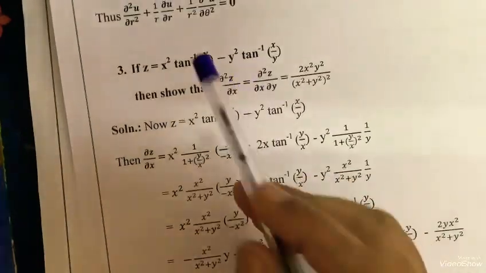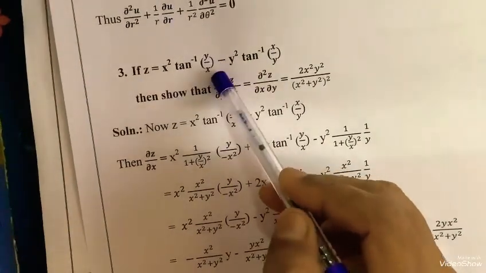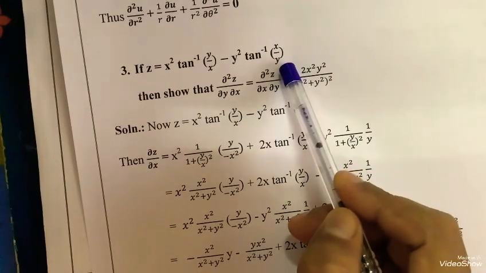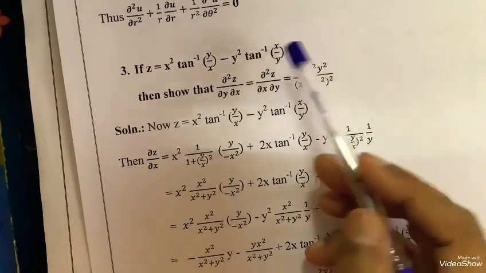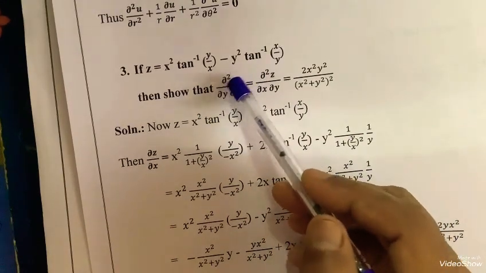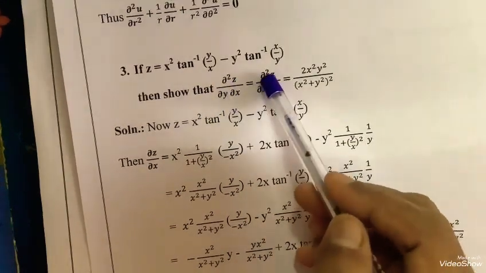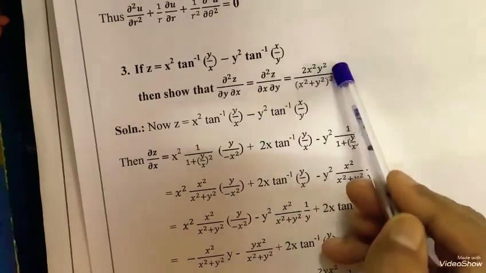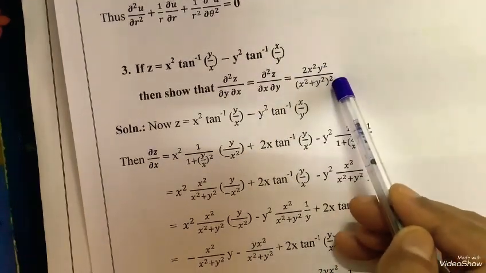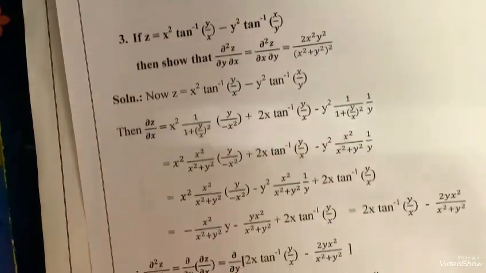Yes, I hope you followed this. Next, the third one. If z is x² tan inverse y by x minus y² tan inverse x by y. Okay, in this example you have to prove the same symmetric property, ∂²z/∂y∂x equals ∂²z/∂x∂y, and that is equal to 2x²y² upon (x² plus y²) whole squared here. Okay, it is asked for 5 marks.